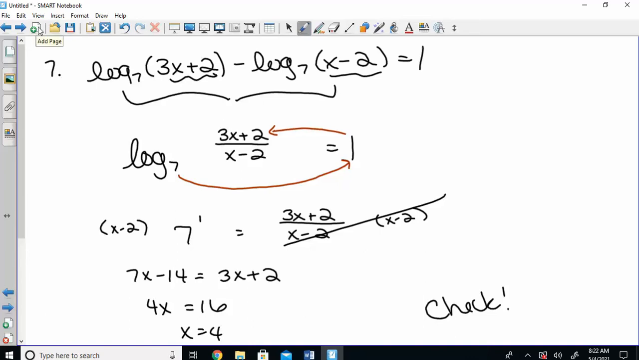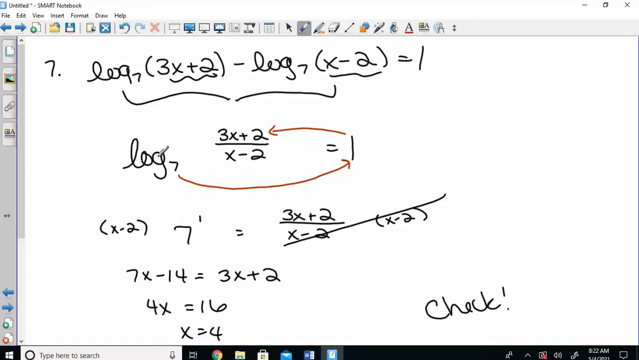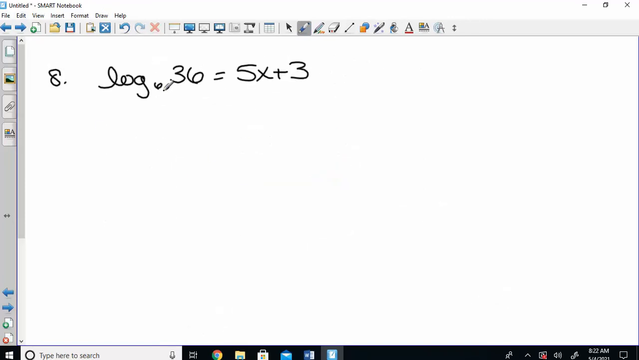And problem number 8. So this is kind of a step easier than the last problem. The last problem we had to start by combining logs. Here I'm starting with just one log. So if you have a log on one side, what do you do? Change it to exponential. So it's 6 to the 5x plus 3 power equals 36.